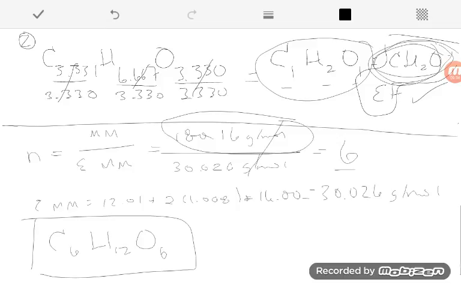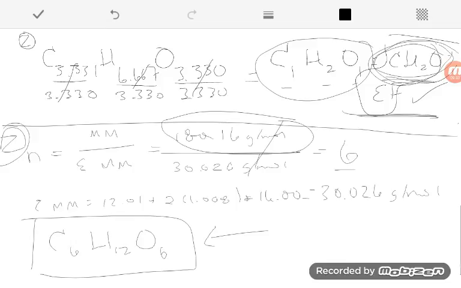Again, the only reason I was able to do this second half is because it provided me with the molecular molar mass. If they had not given me that, I couldn't have gone any further than this. But because they gave me the molar mass, I was able to do this extra step, part 2, where I found out the actual molecular formula instead of just the empirical formula.